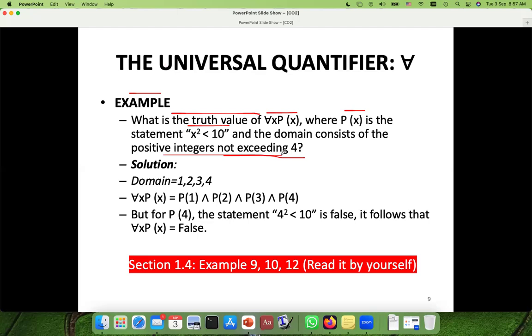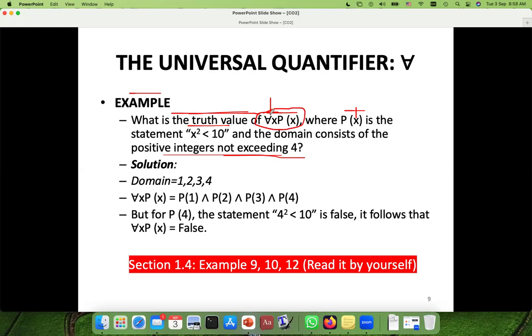So you have to stop there. So these are the values in that. You have to identify that this is the domain and the P of x is given. And the question is, what is the truth value of that P of x with the universal quantifier? You know what it means. If you know the definition of this one, then you will not feel any difficulty.